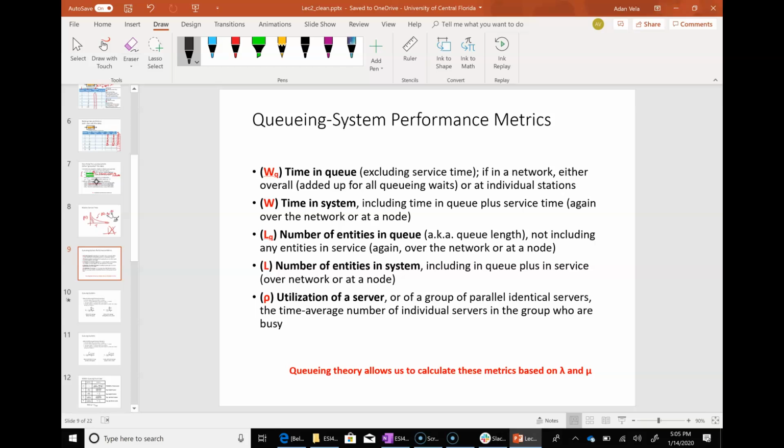LQ is the number of entities in the queue, while L is the number of entities in the queue, but also the number of people that are actually being serviced at that time. Okay. And finally, rho is the utilization. Be careful about rho. The rho we talk about in this class is going to be a little bit different than the rho we talk about in stochastic. So just be a little bit careful about that.